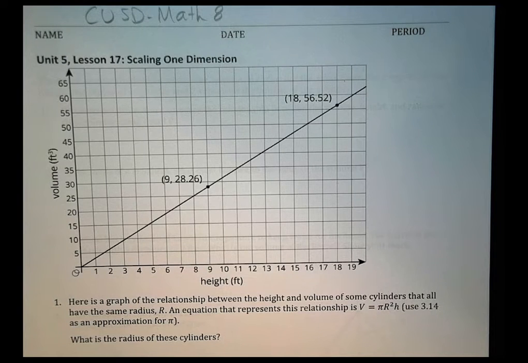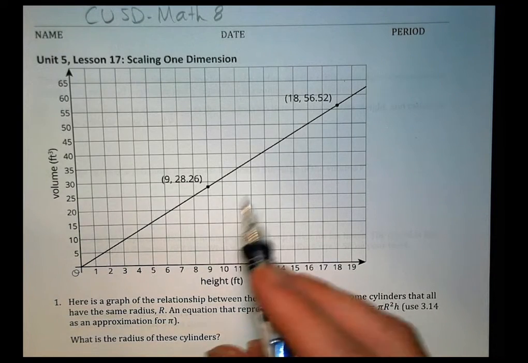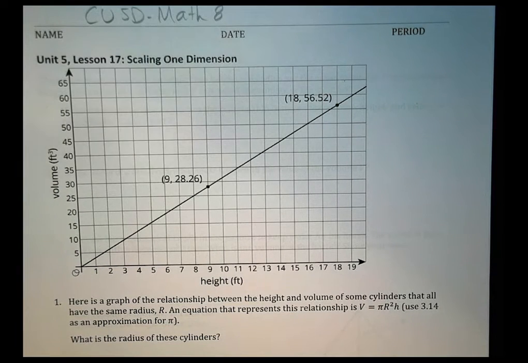Hey, this is Math 8, Unit 5, Lesson 17, Scaling One Dimension. So we have a graph here. Again, this is the cool down. I'll talk you through it a little bit.